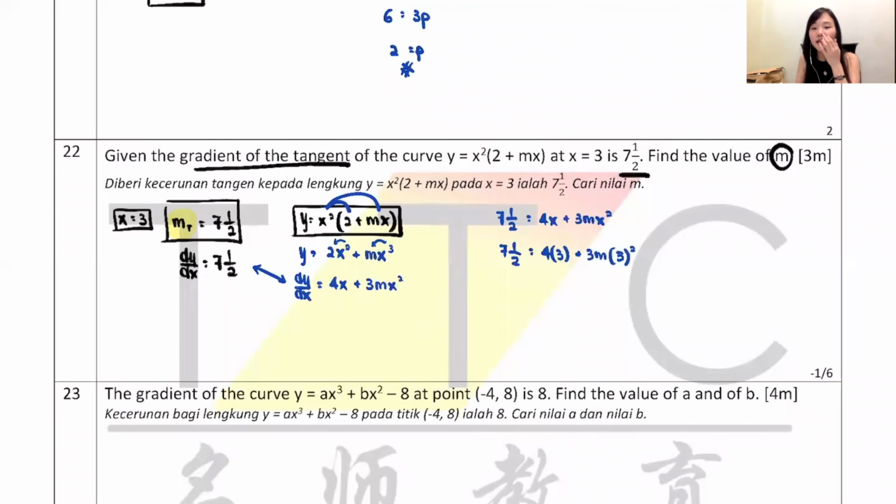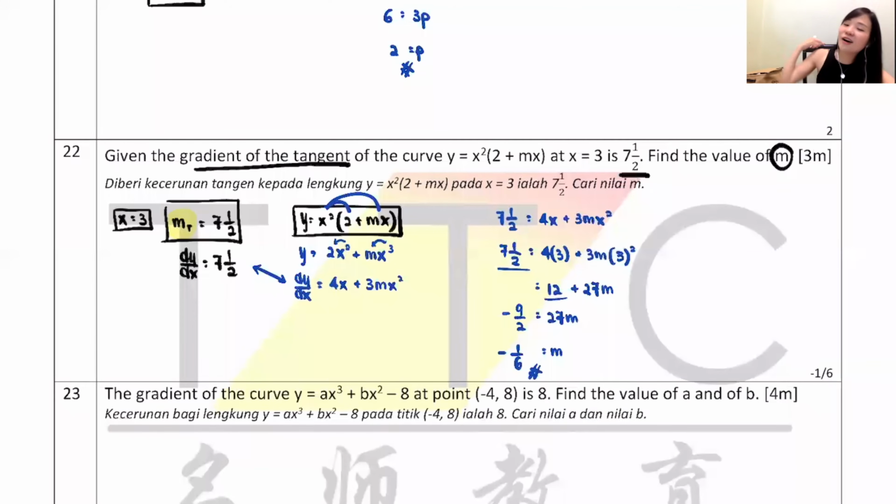Okay, I should be able to get the answer now. Expanding this one: 3 times 4 is 12, 3 squared is 9, and 9 times 3 is 27m. Let's combine all the numbers. 7.5 minus 12 is negative 9 over 2. Then move the 27 over, divide by 27, and I get the m answer: negative 1 over 6. Done. Are you all okay with this particular concept? Yes, okay, good.